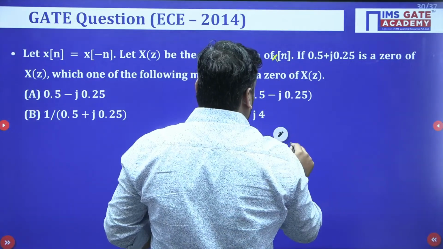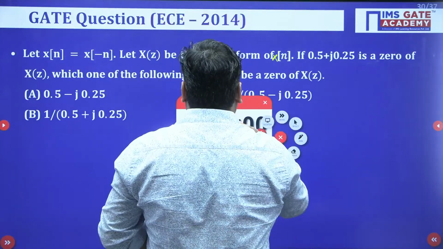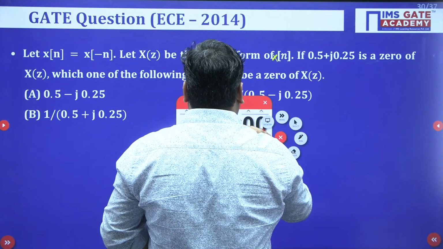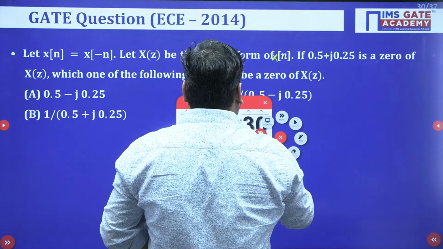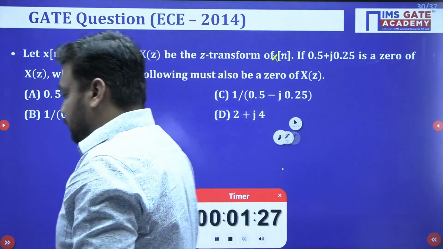This is x of n. It is based on the time reversal property actually. It is based on the time reversal property, yes. So I am giving you 1 minute, guys, 1 minute 30 seconds. You have to think for this and try to attempt this.